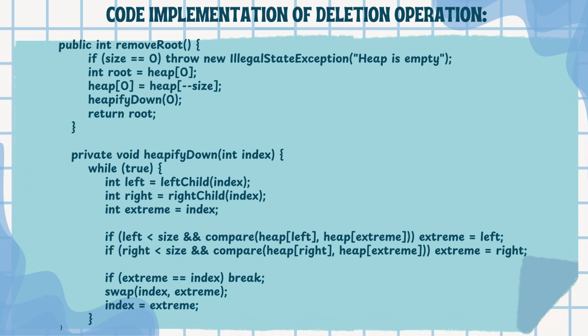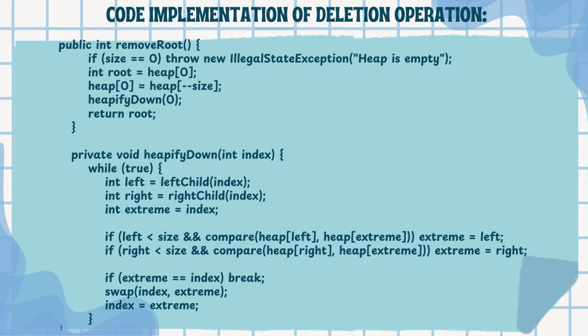So with that, there is an if condition. With the if condition, it checks whether size equals 0. If the size equals 0, it throws an illegal state exception, which says the heap is empty. Here it checks whether the heap is empty or not. If there are no elements, it throws an error to prevent removal.